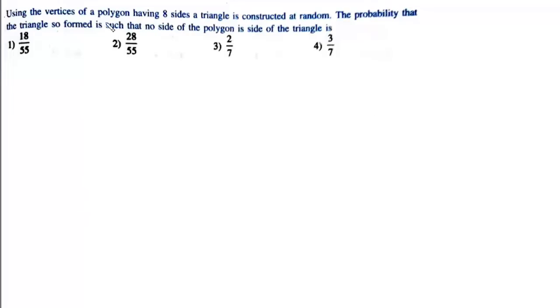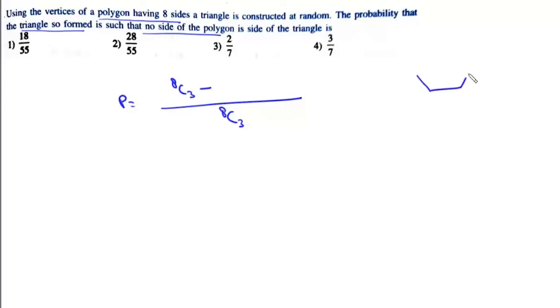Now here the question is, using the vertices of a polygon having 8 sides, a triangle is constructed at random. The probability that triangle so formed is such that no side of polygon is the side of triangle is. Now we need to find this probability. First, from these 8 points, number of triangles that can be formed is 8C3. Now what we'll do is, from the total, which is 8C3, we'll subtract all those triangles in which they have a side common with that of polygon.